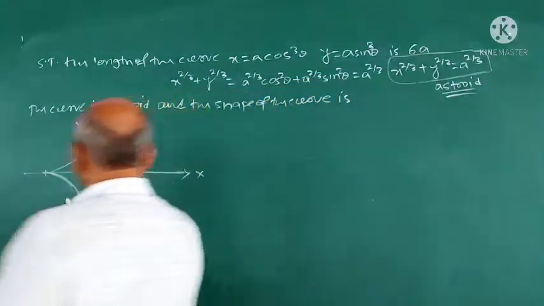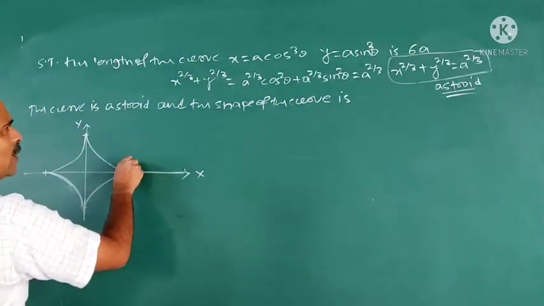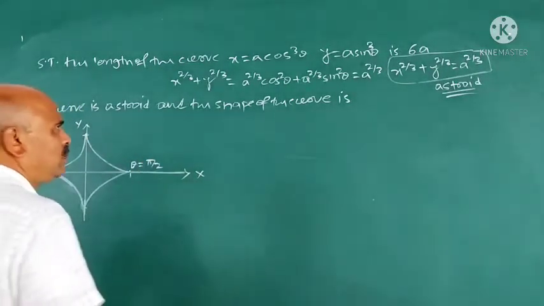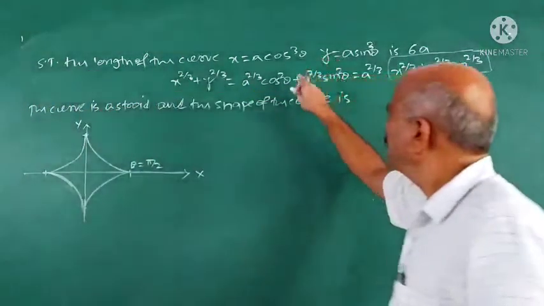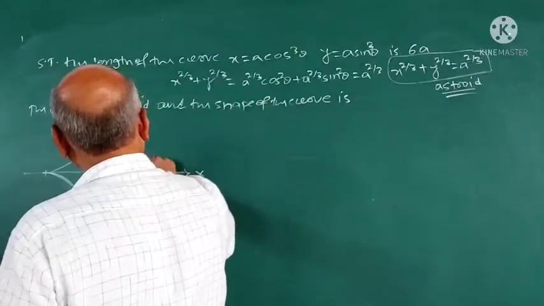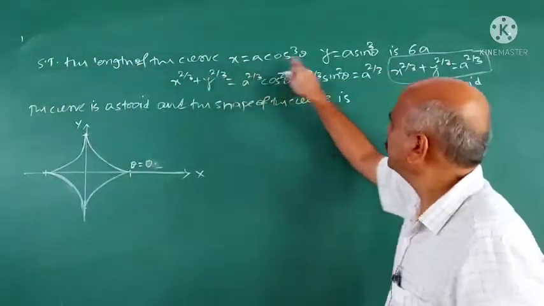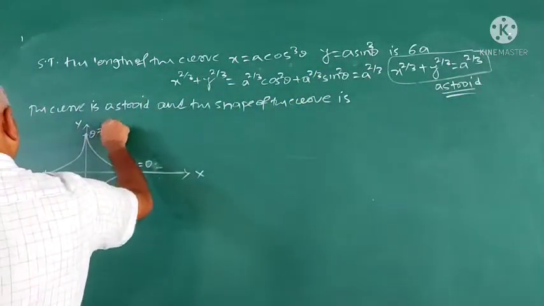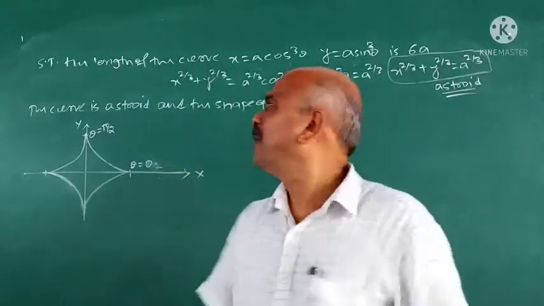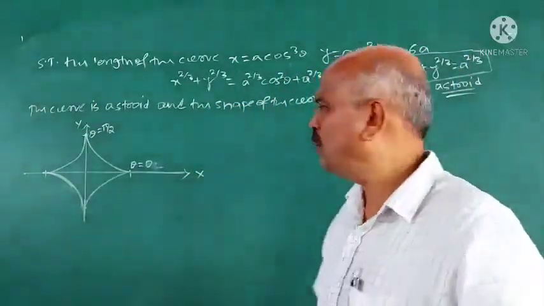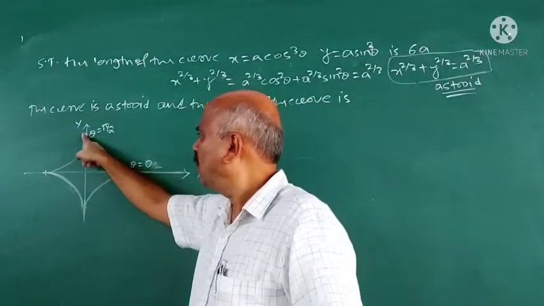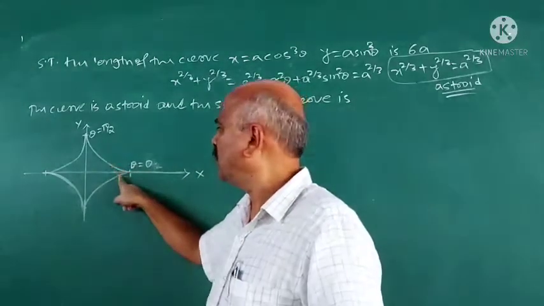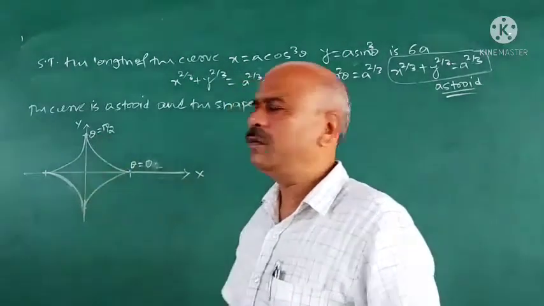Find the length of the asteroid. Now what is the parameter of this point? When theta is 0, x is a, y is 0. What is the parameter corresponding to this point? Parameter theta is equal to pi by 2. Therefore, for one arc of the curve, the portion of the asteroid in the first quadrant, theta varies from 0 to pi by 2.